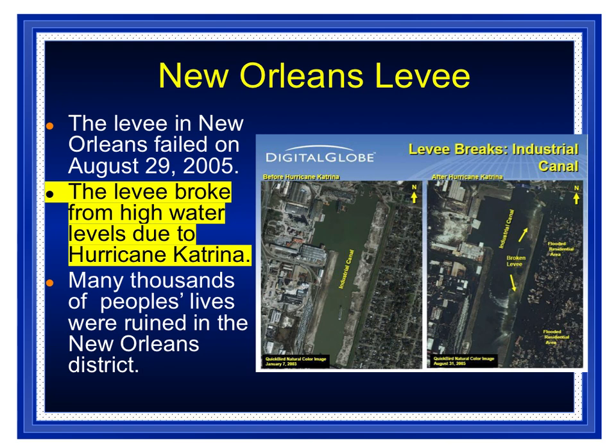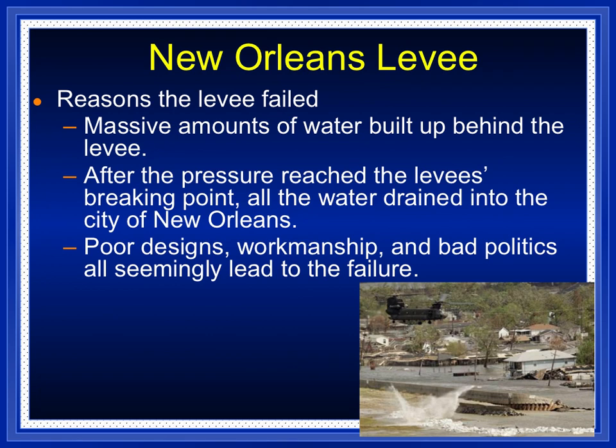So the levee in New Orleans failed on August 29th, 2005. The levee broke from high water levels due to Hurricane Katrina. Many thousands of people's lives were ruined in the New Orleans district. Again, make sure you copy that highlighted yellow bullet, which is the second bullet point there. Reasons the levee failed. Massive amounts of water built up behind the levee.